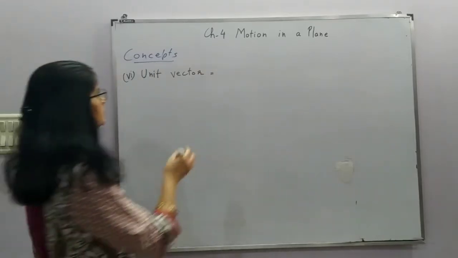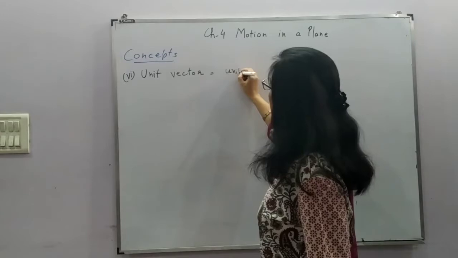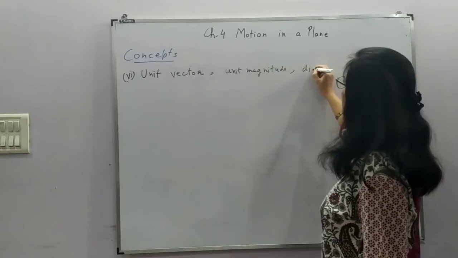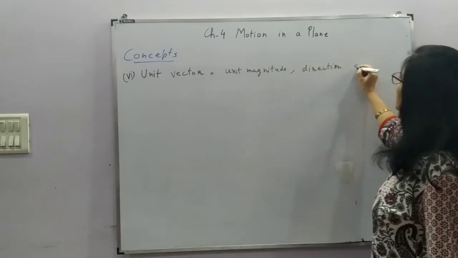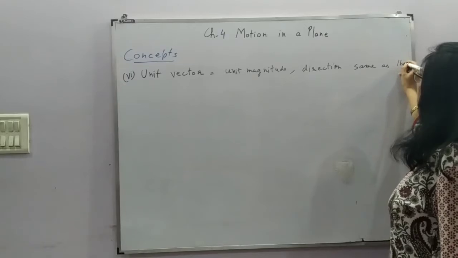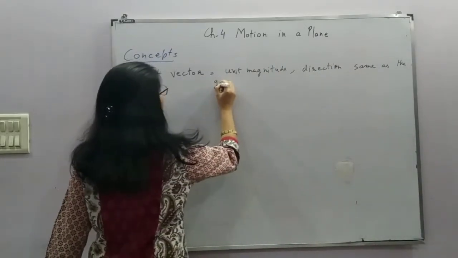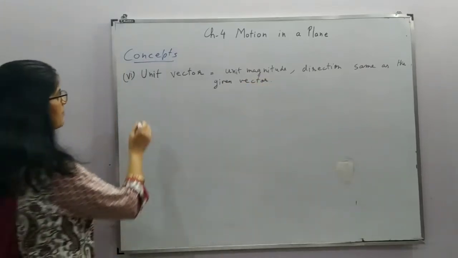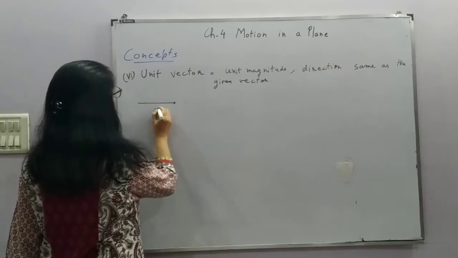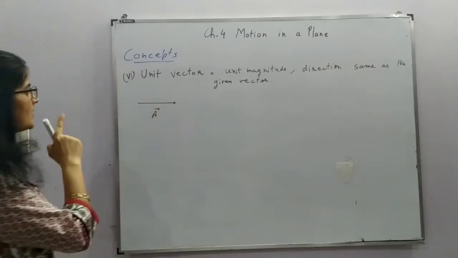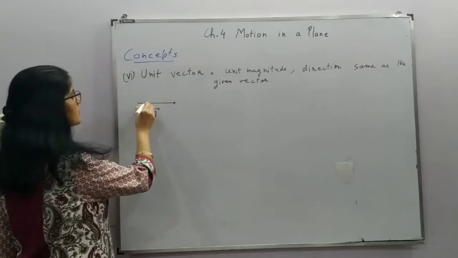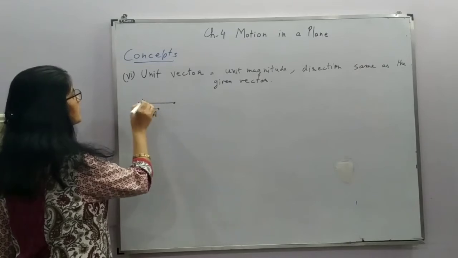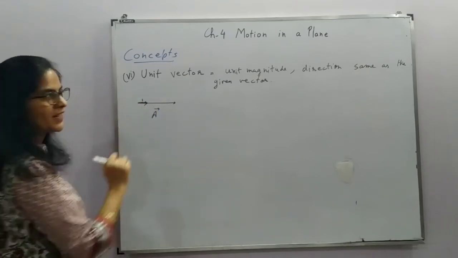Unit vector means unit magnitude and direction same as the given vector. For example, if I have this vector A vector, then if I say that the direction must be same and this magnitude is 1, so this vector is called unit vector of A.